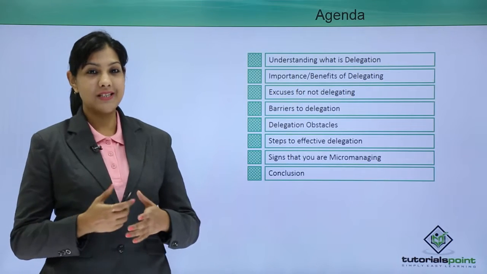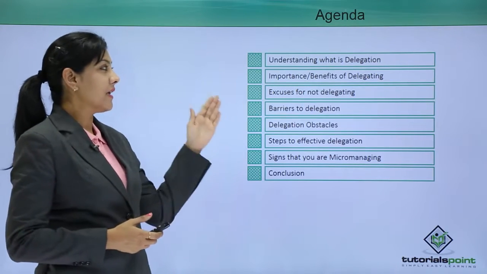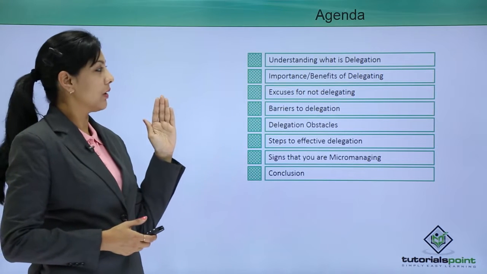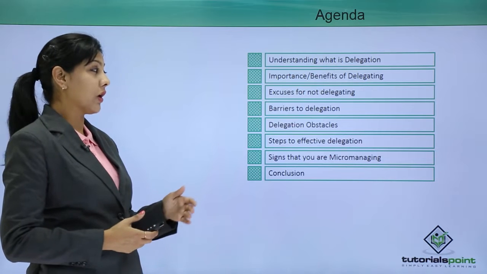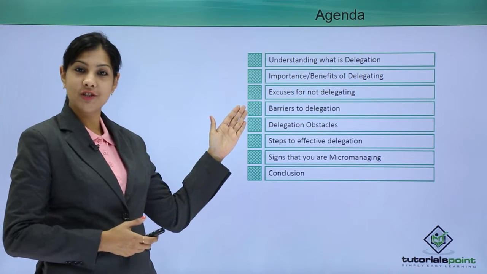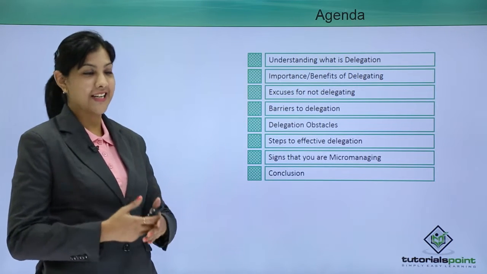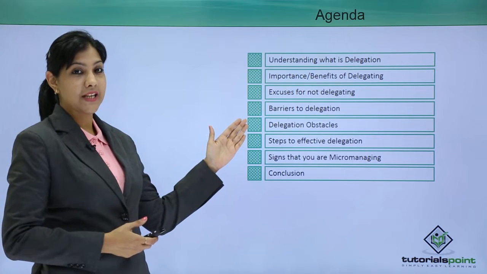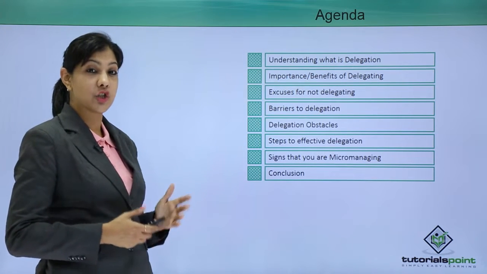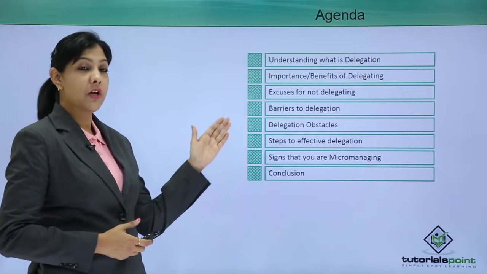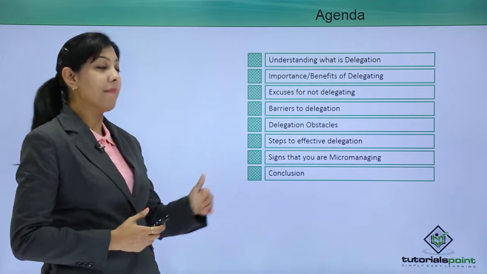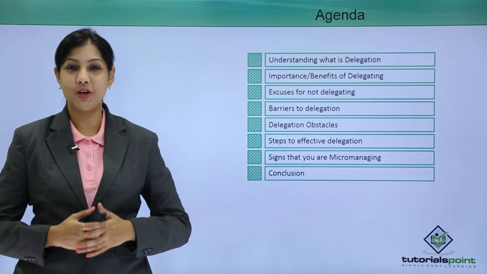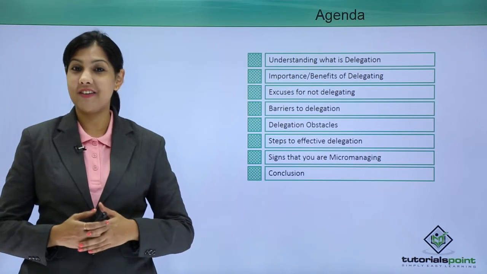Well, let's understand what is in the agenda today for us. We will understand what exactly delegation is all about, the importance and the benefits of delegation. We will also talk about some of the weirdest excuses for not delegating, barriers to delegation, and also understand the delegation obstacles, the steps to an effective delegation process, and signs that you are micromanaging. That's what we will talk about in our module today on effective delegation.